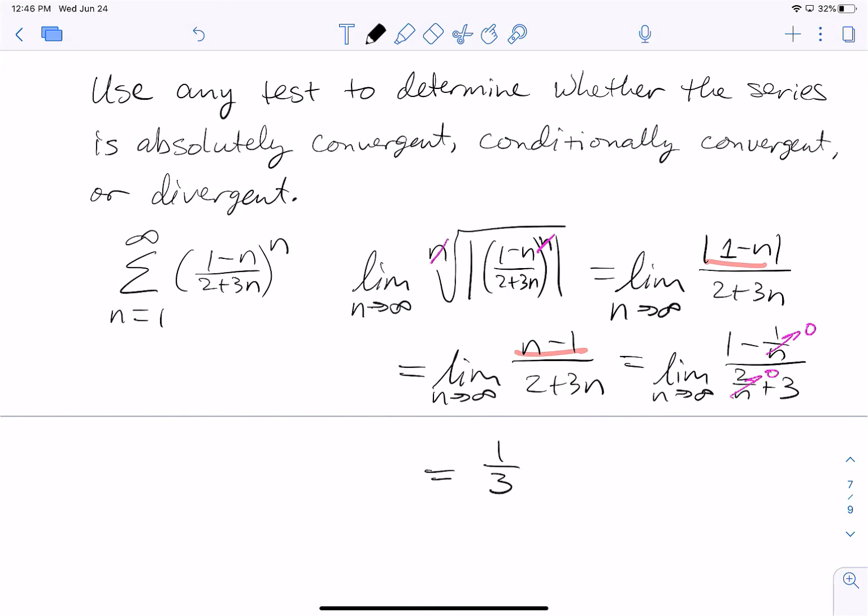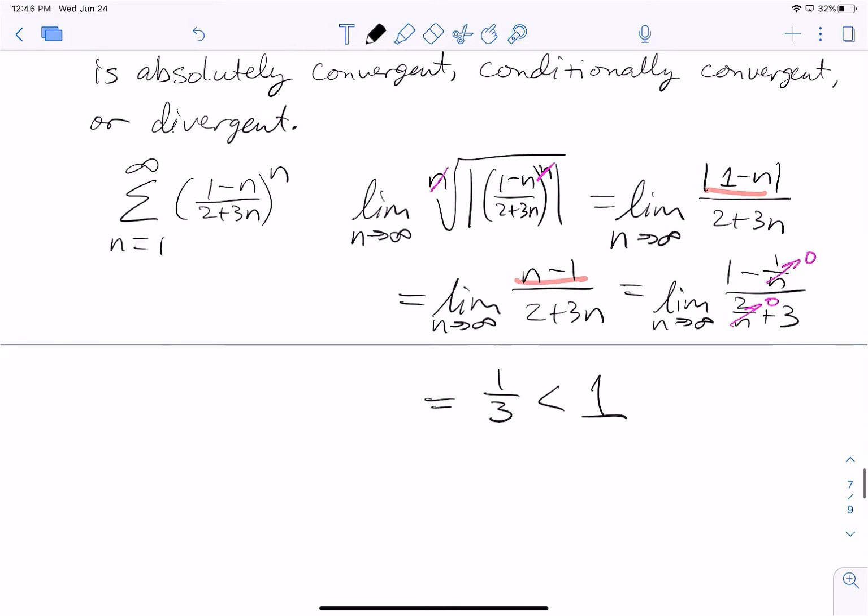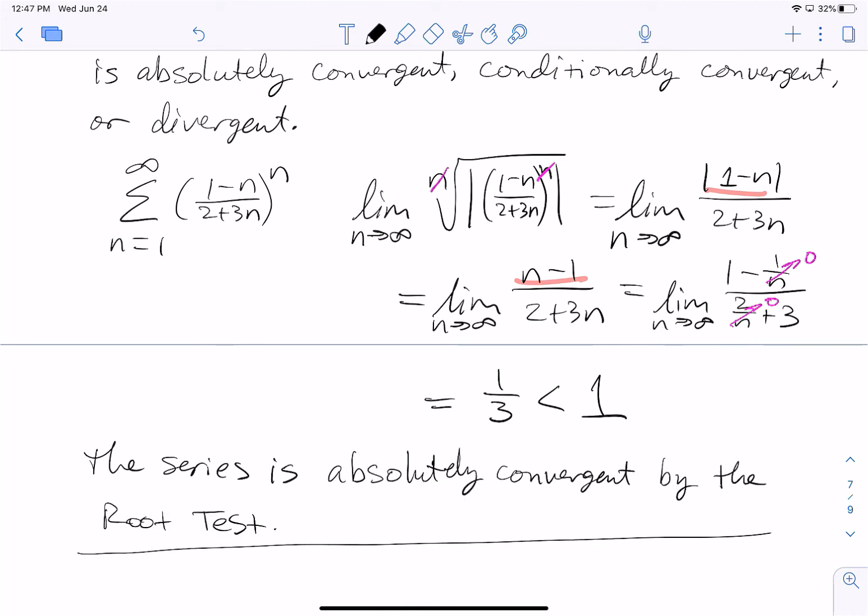We used the root test, and you can see it because we have the radical here, which means that the fact that our limit is less than 1 gives us that the series is convergent. But we were supposed to say whether it was conditional or absolute, and we used the root test. The root test, if it's convergent, is going to be absolutely convergent. That'll be the result. So the series is absolutely convergent by the root test.